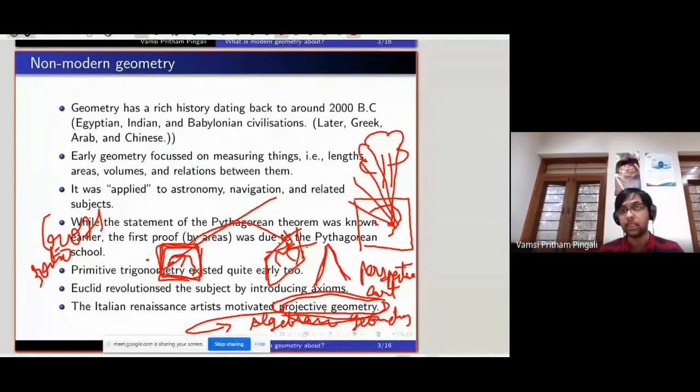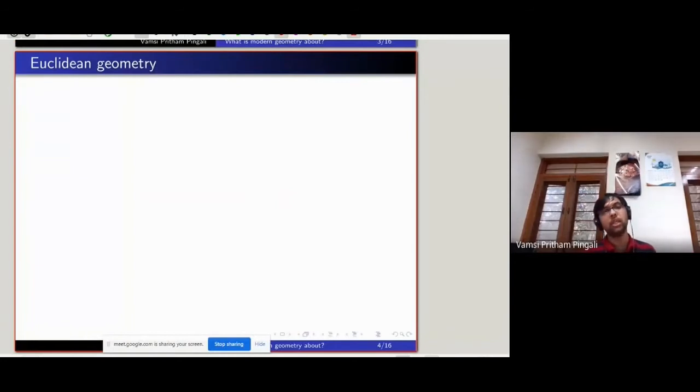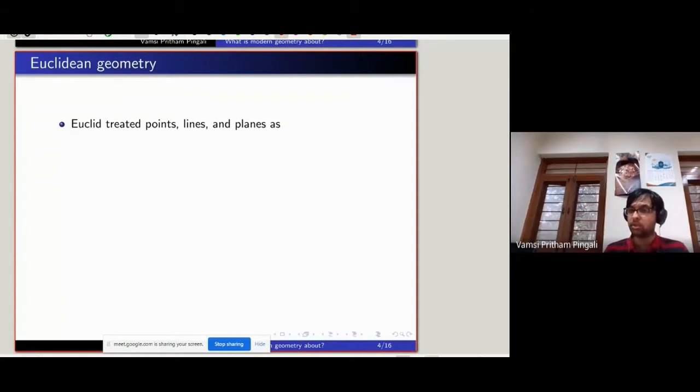Okay. Anyway, so this was ancient geometry. So let's, out of all of these, let's focus on this point, Euclid's axioms. Okay. All right, so the geometry that we know and love from high school and so on and so forth is Euclidean geometry. So Euclid was the first person to treat points, lines, and planes. So I believe Euclid also did some three-dimensional geometry, not just plane geometry.